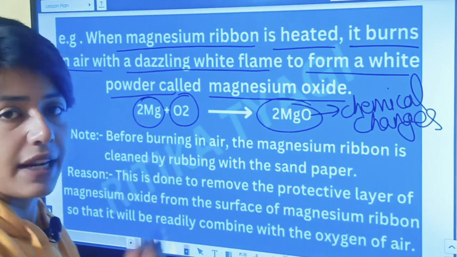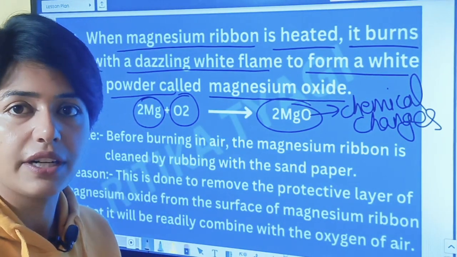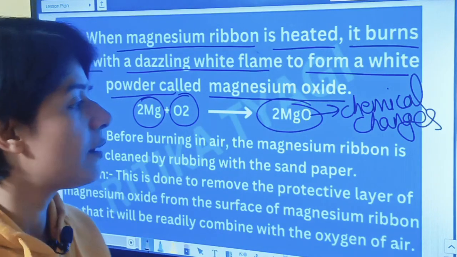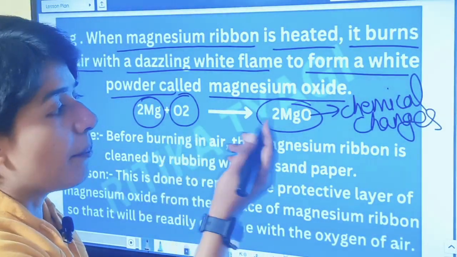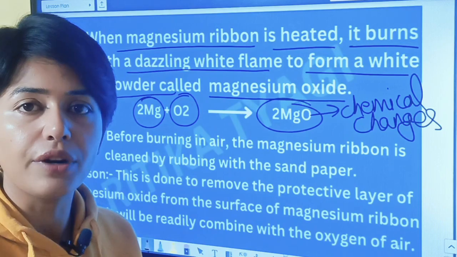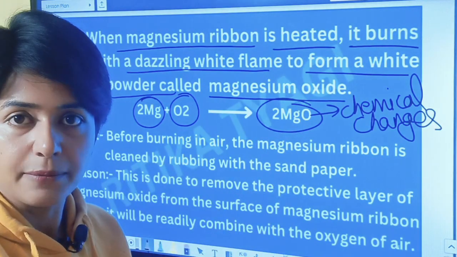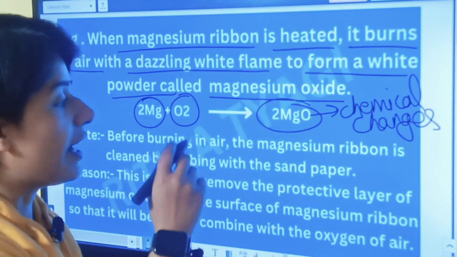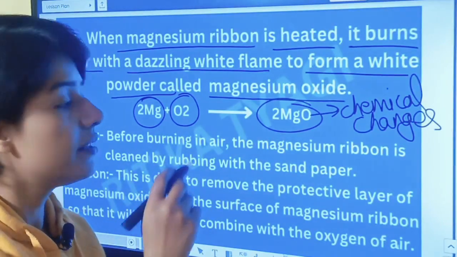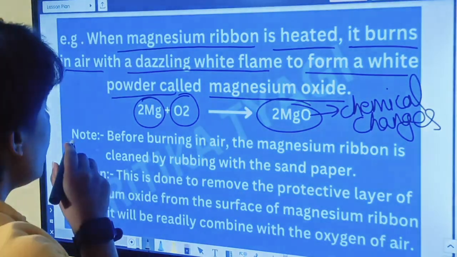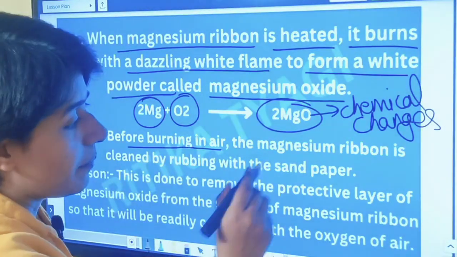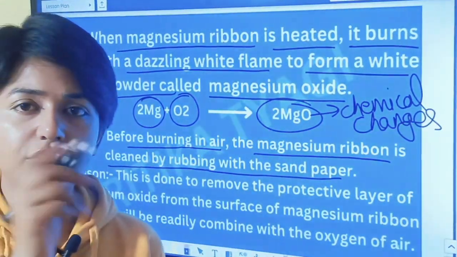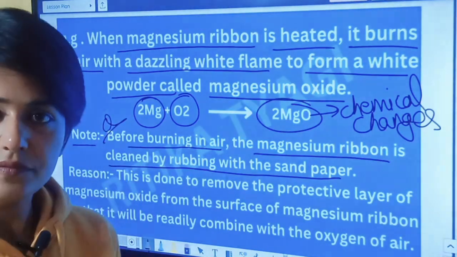oxide. Here magnesium is a metal that is solid in state, whereas oxygen is a gas which is also present in the atmosphere. Now both of these combine to form a single product, that is magnesium oxide. Here properties of magnesium oxide are very different from its constituent substances. Note, before burning in air, magnesium ribbon is cleaned by rubbing with sandpaper. It is also a question in NCERT.